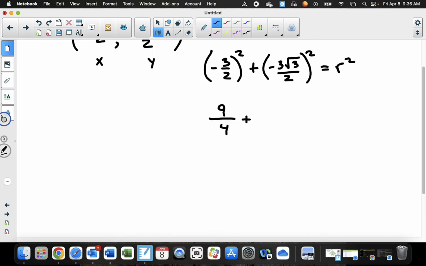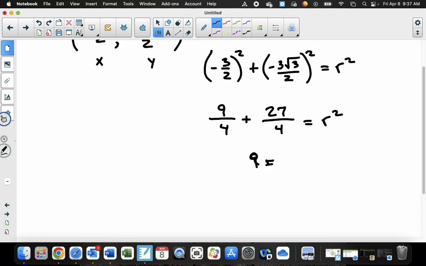Plus. The second one's a little messier. The bottom is still 4. But when you square the top, because you've got two things multiplied together, you just square each part and then multiply those answers together. So 3 squared is 9. The square root of 3 squared is 3. And 9 times 3 is 27. If you look, when I add those together, what do I get? 36/4, which is 9. r squared equals 9, which means r is 3.